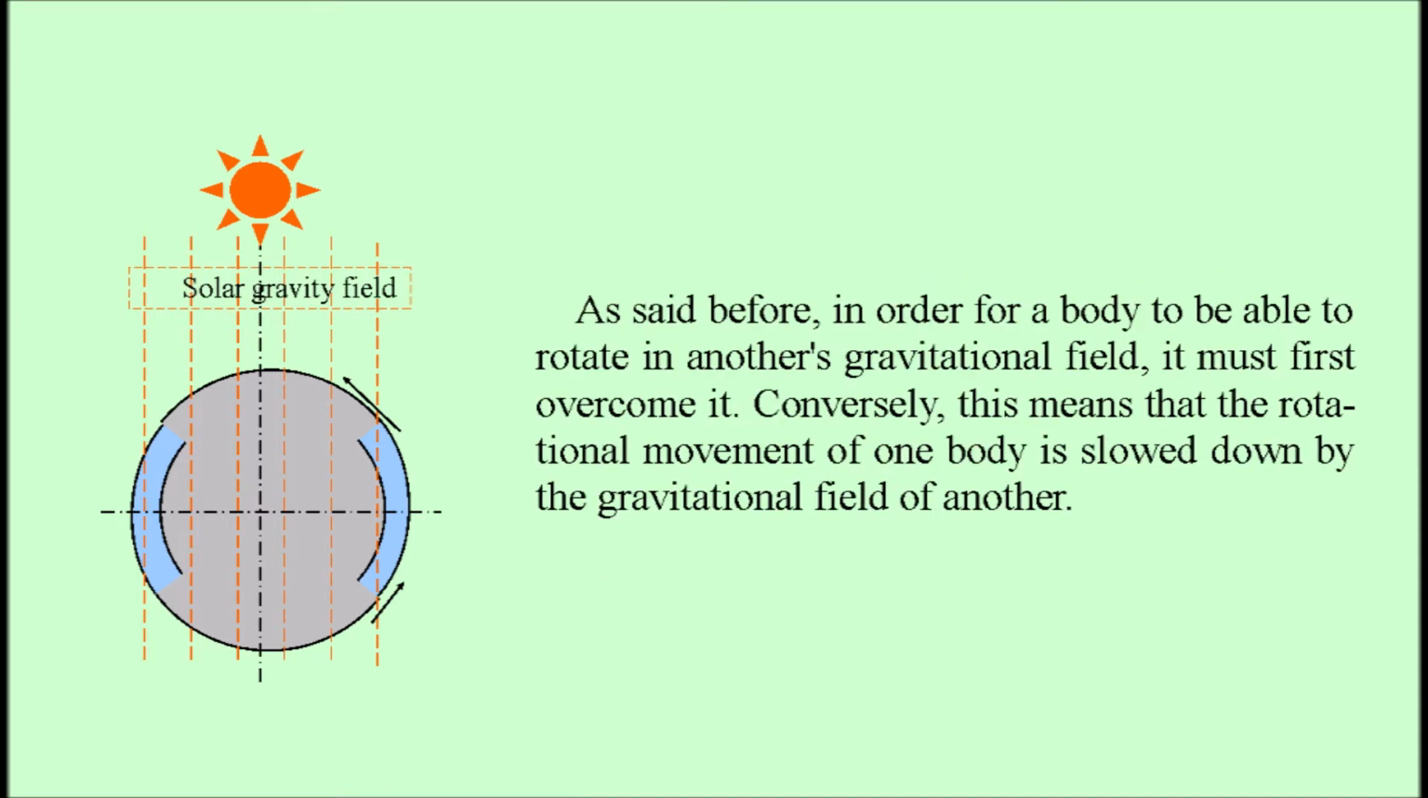As said before, in order for a body to be able to rotate in another's gravitational field, it must first overcome it. Conversely, this means that the rotational movement of one body is slowed down by the gravitational field of another.